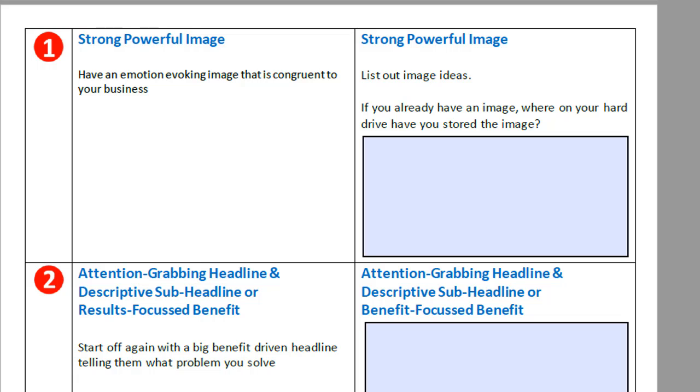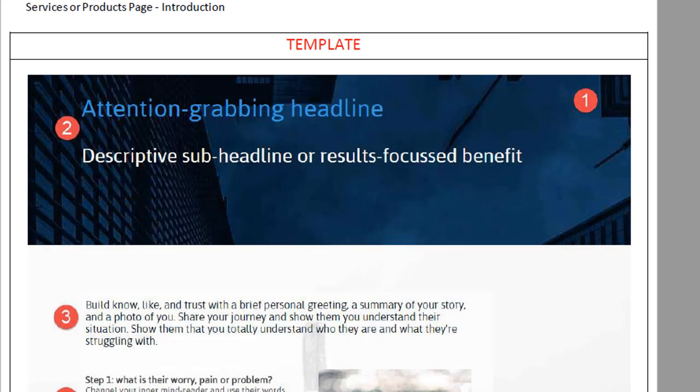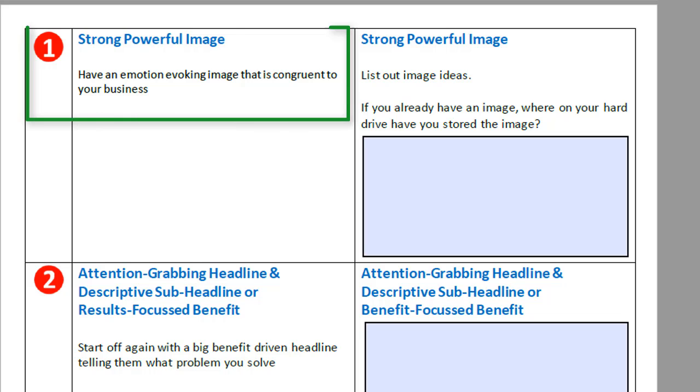So let's just look at what we need to do when it comes to talking about our products and services. So the first thing that we're going to do, the number 1 over here, as you can see, is we want a powerful image, right? The whole thing with these images is it gives us an opportunity to invoke an emotion. So whatever that emotion is that's congruent to the type of business that we have and what we want our clients or our potential clients to feel when they're actually going through this section of looking at our products and services, that is the image that we're actually going to use, because emotion is the best way to sell.